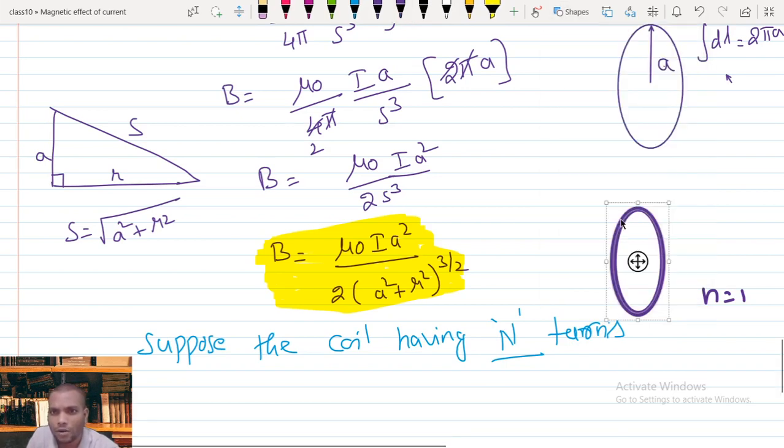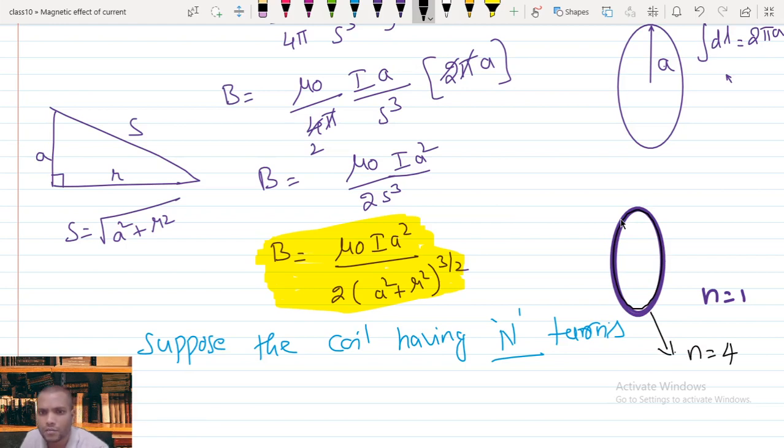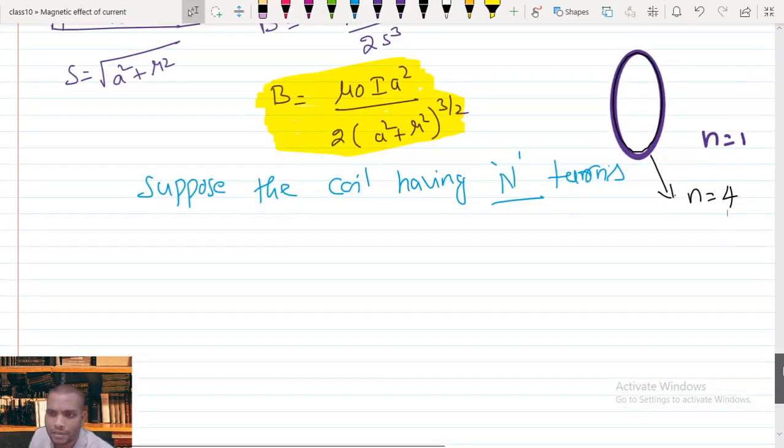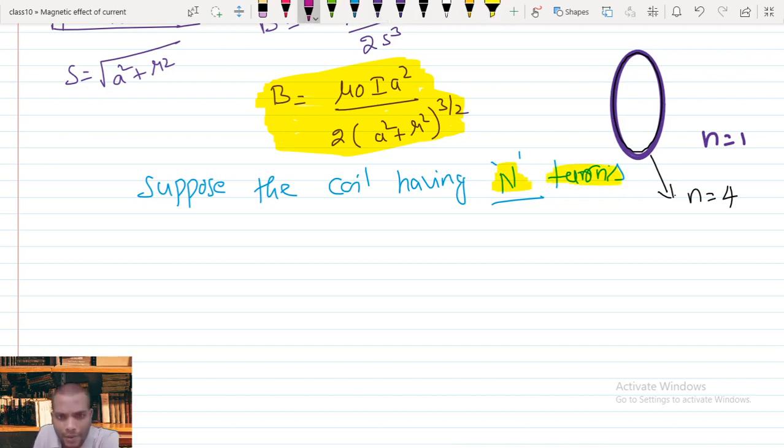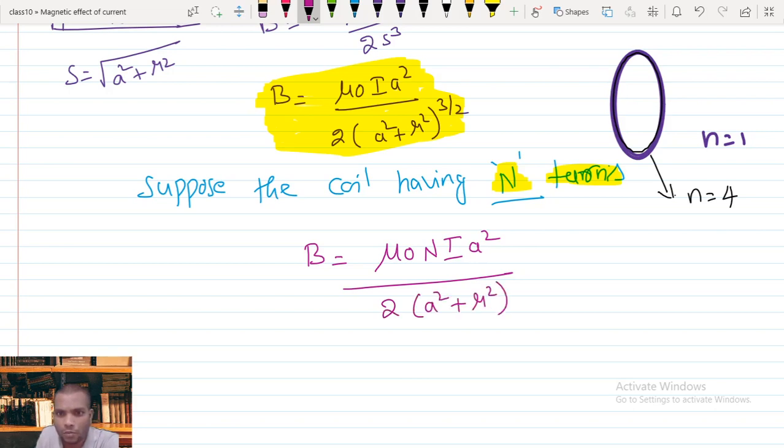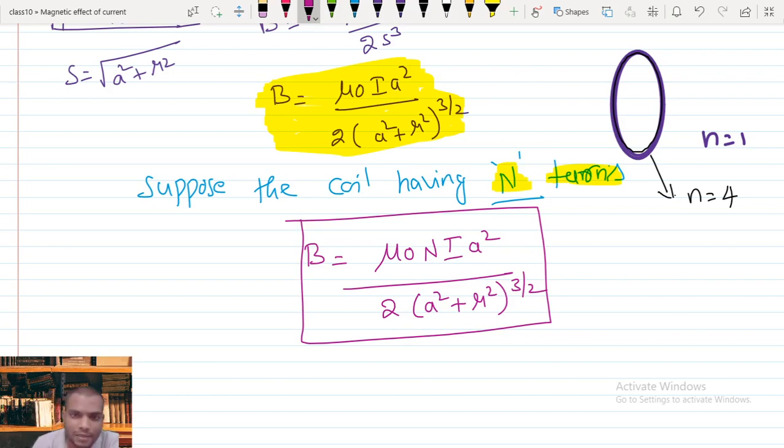Like that, if we increase the number of loops, now N equal to 4. Here in this case how many loops are there? The number of loops here N equal to 4. So the number of loops means nothing but the number of turns. So here the magnetic field also depends upon the number of turns. So we can change and write the expression. If the coil is having capital N number of turns, each turn contributes to the magnetic field. So the magnetic field B equal to mu naught times capital N, the number of turns, and I times A square upon 2 times A square plus R square whole power 3 by 2. So this is the formula if that coil is having capital N number of turns.